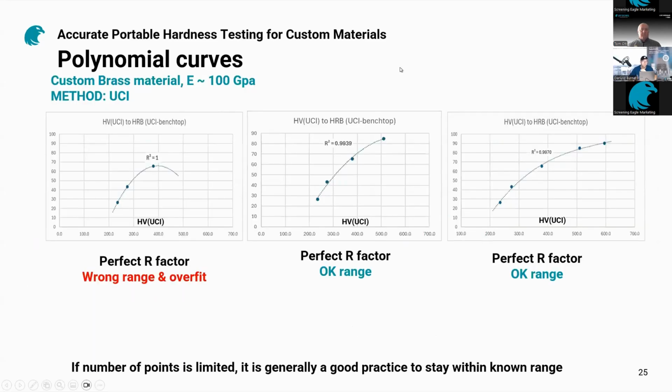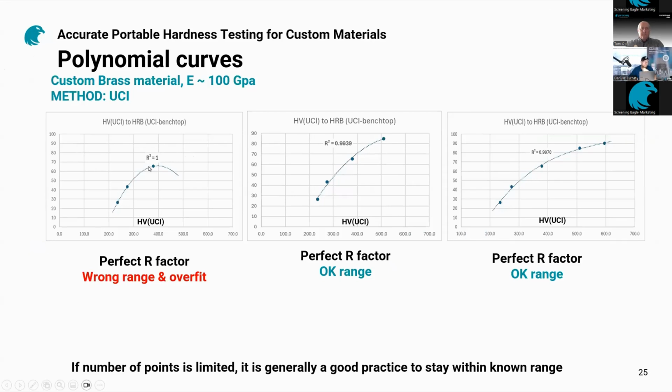Now, if we go to some examples of other polynomial curves, I'd like to show you some bad examples in a nutshell and what to avoid. Here, for example, you see exactly the same set of samples, but measured with HRB, so it's the Rockwell B scale. And here what you see is a so-called overfit. Each of the polynomial curves provides you an R value, and the meaning behind the R value is that the higher the value, and the maximum value can be 1, the better the correlation, the better the curve describes the data we have collected.